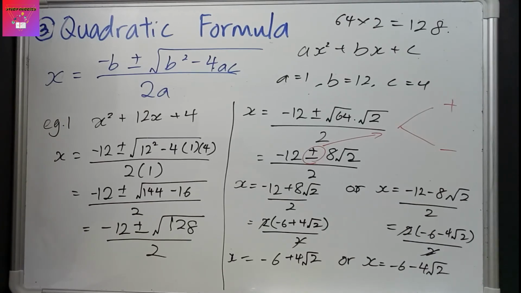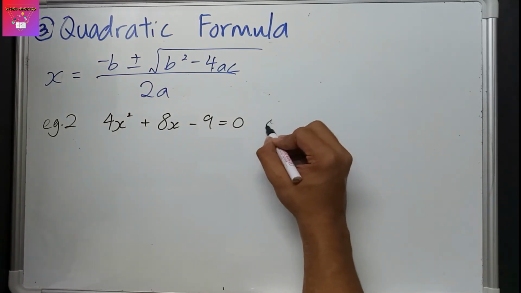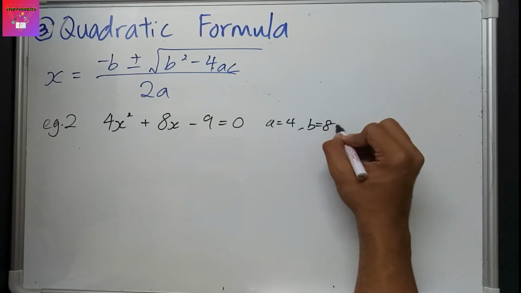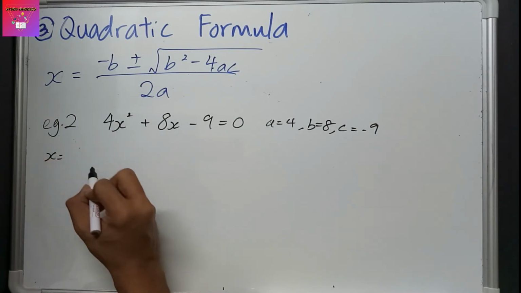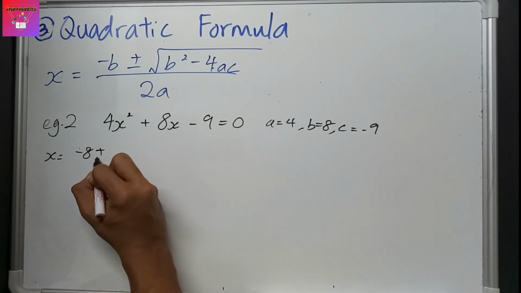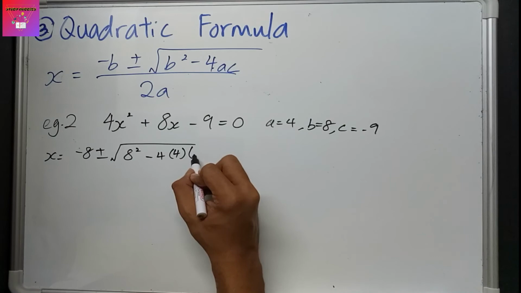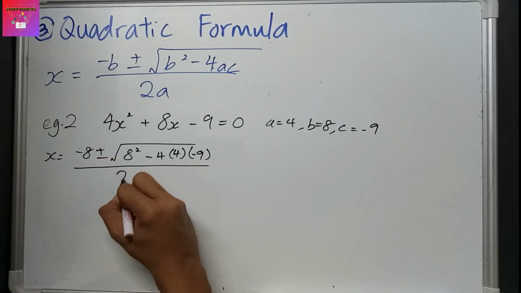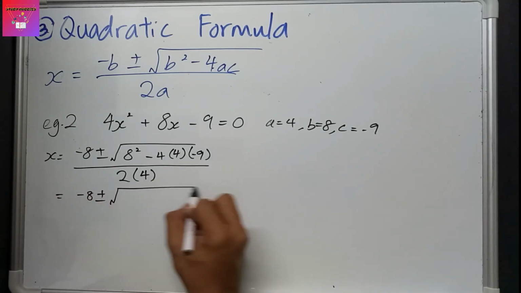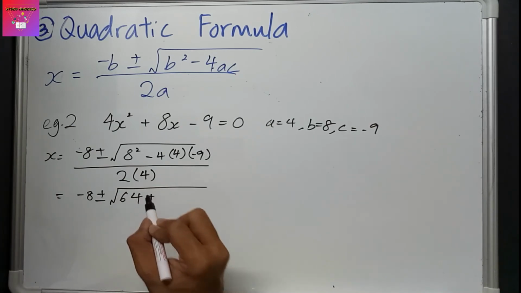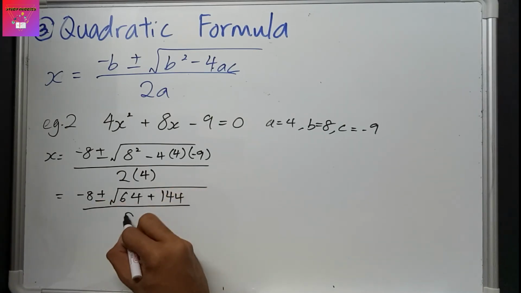So now let's look at another example. Our second example is 4x squared plus 8x minus 9. So from this we know that a is equal to 4, b equal to 8, and c equal to negative 9. Okay, so let's just substitute inside that equation. So x is equal to negative 8 plus minus the square root of 8 squared minus 4 times 4 times negative 9, over 2 times 4. Okay, so negative 8 plus minus, this is going to be 64 plus 144, over 2 times 4, 8.